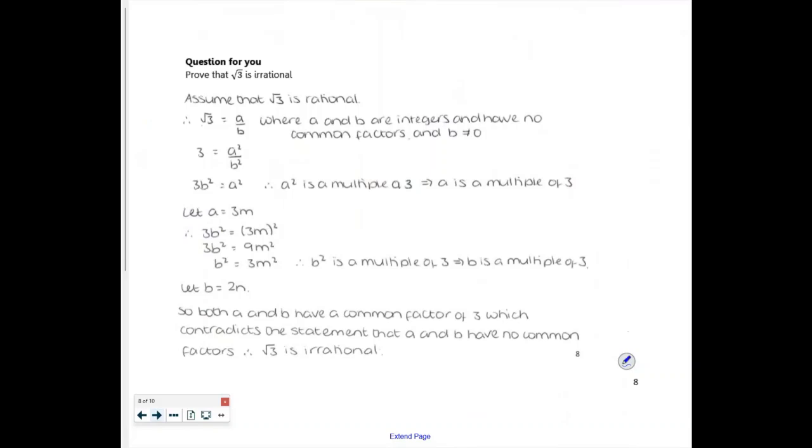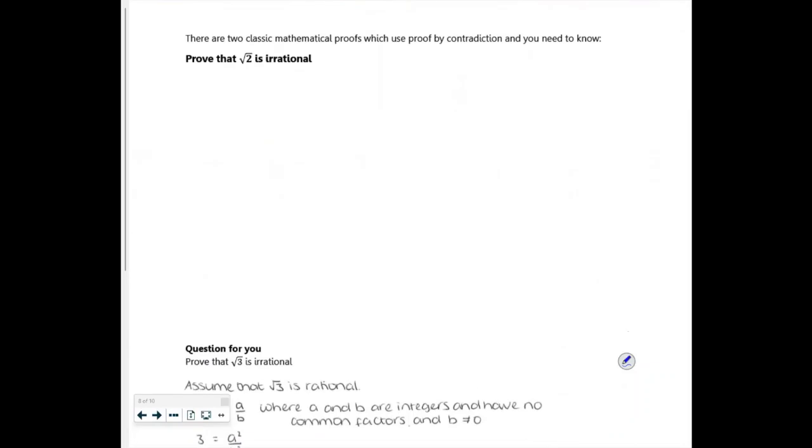Next. Hang on. There. This is the one we want to follow. So here we go. We've got two classical maths proofs which you need to know. So root 2 is irrational. Right. So if I want to show that's irrational, my contradiction, do it a different color.